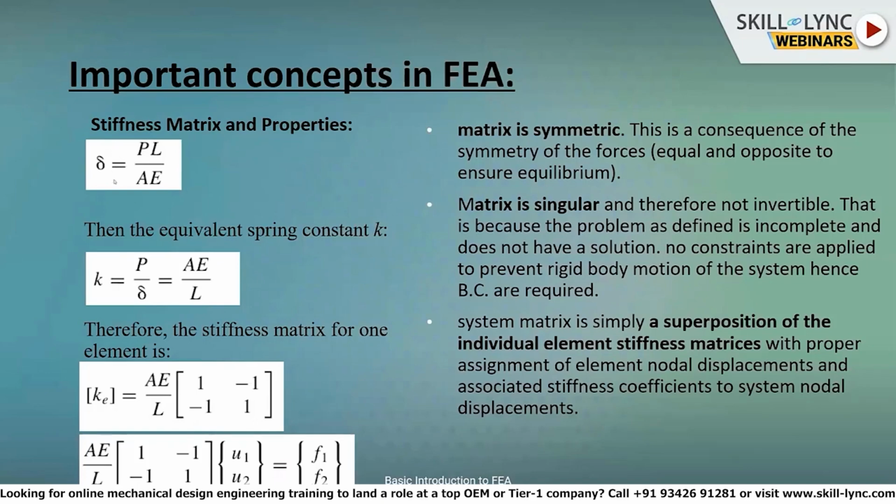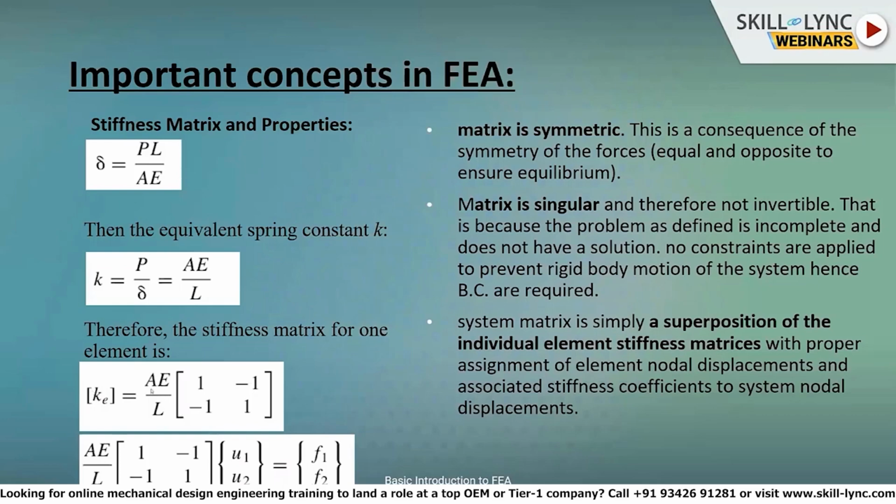So we know that deflection or displacement is equal to PL upon AE, that is force into length divided by area into Young's modulus. We also know that K is nothing but the force required to produce unit displacement. So if we write P divided by D, what we will get is AE by L. This AE by L, we are going to put in the stiffness matrix basically.